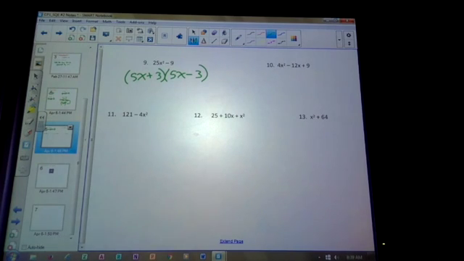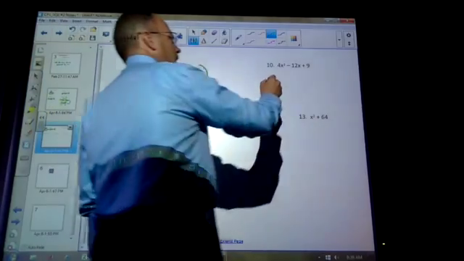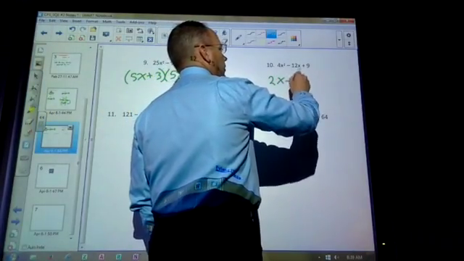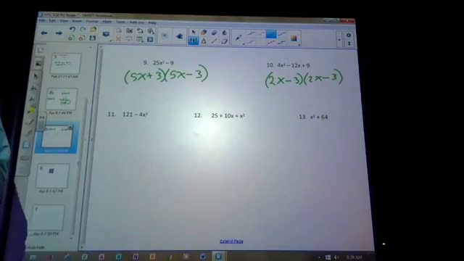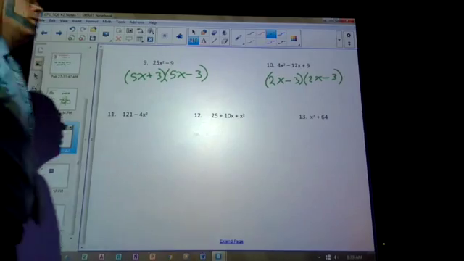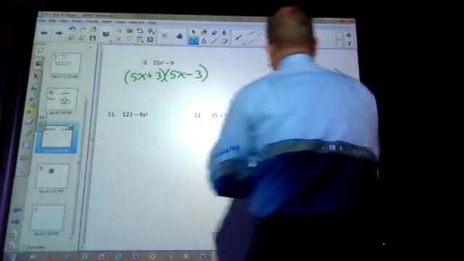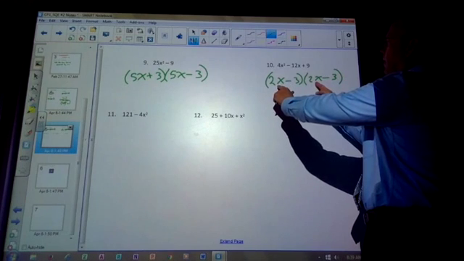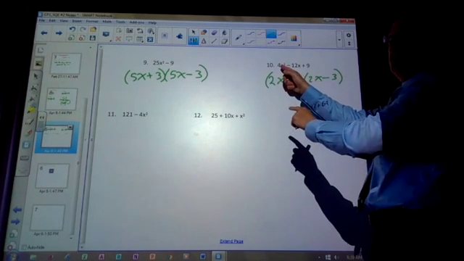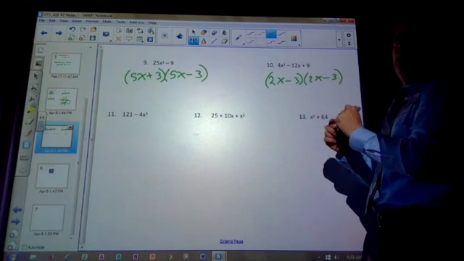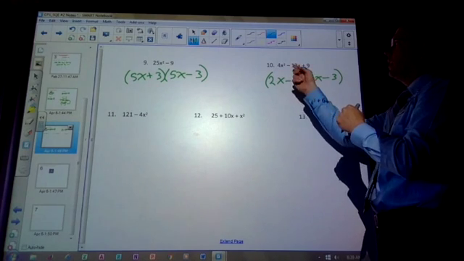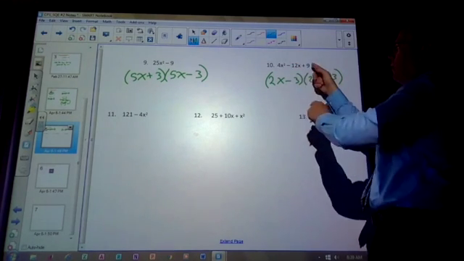Number 10. It might factor out. I don't know. It might be a perfect square trinomial. I think this would be the answer. What do you think? Where's the 12x? Oh, hang on. Let's see if we work this out. If I multiply those together, I get 4x squared. We agree? And then I multiply that and I get negative 6x, negative 6x. Negative 6x and negative 6x is negative 12x. And then negative 3 times negative 3 is positive 9.